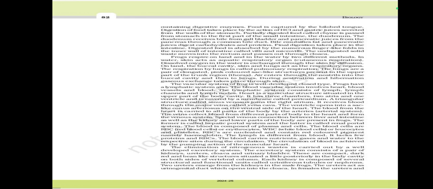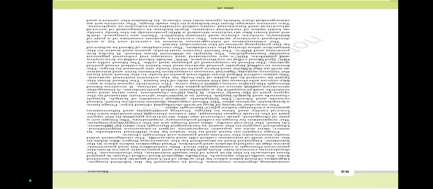The blood from the heart is carried to all parts of the body by the arterial system. The veins collect blood from different parts of the body to the heart. Portal systems connecting the liver as well as the kidney and lower parts of the body are present in frogs. The former is called the hepatic portal system, and the latter is called the renal portal system.